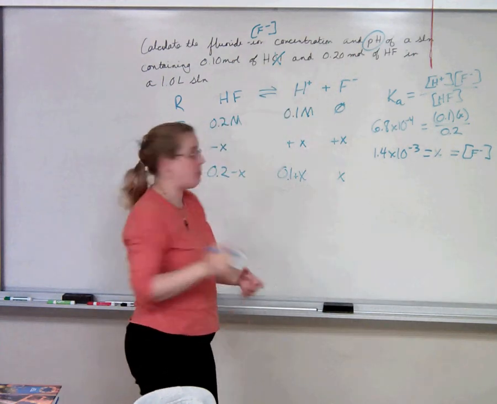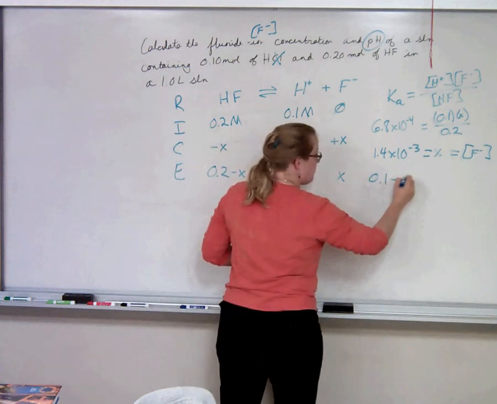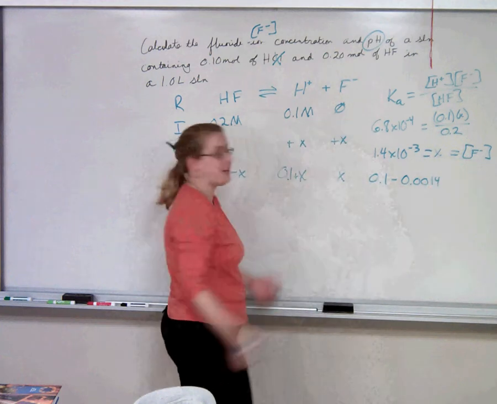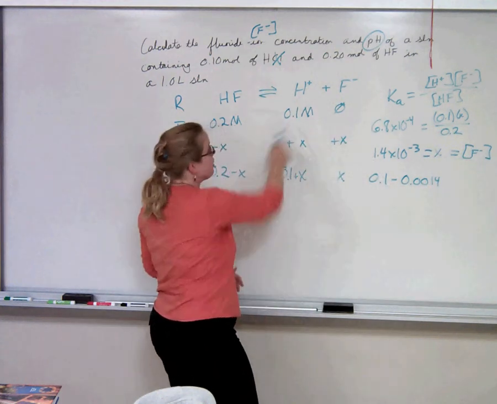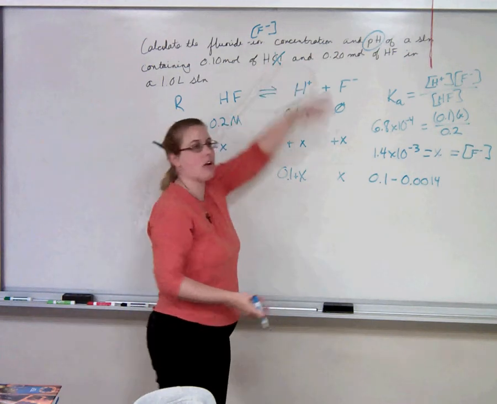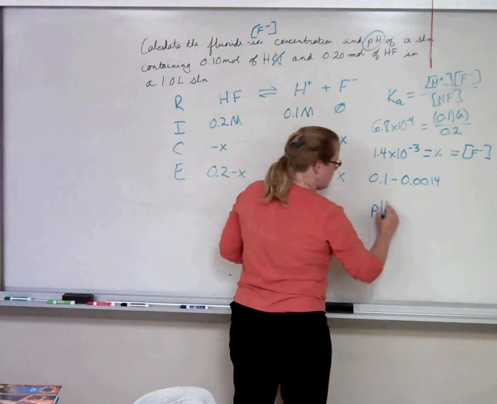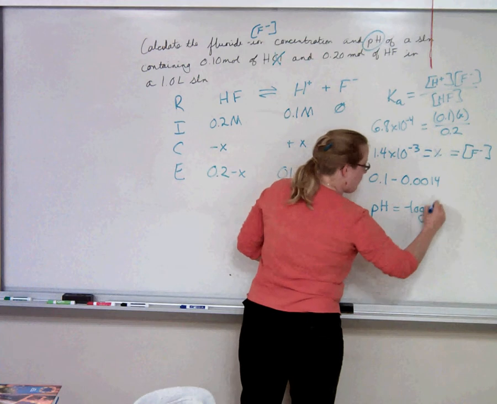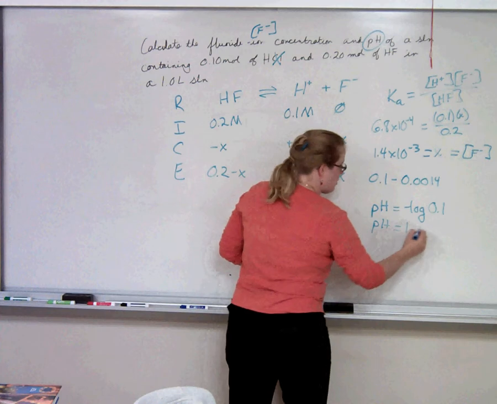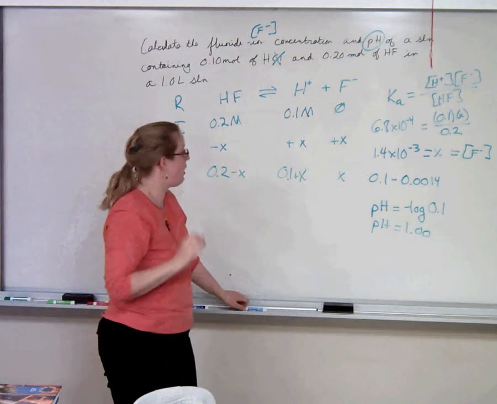Okay? But the other one is pH. Well, in order to find pH, we have to know our hydrogen ion concentration. Well, 0.1 minus 0.0014. If we round to sig figs, it's still pretty much 0.1. So our hydrogen ion concentration, our pH, is going to be based on our strong acid, not our weak acid. That makes a lot of sense. So our pH is going to be the negative log of our strong acid. All right, so there's two examples of common ion effect, and we'll do a few more in class.